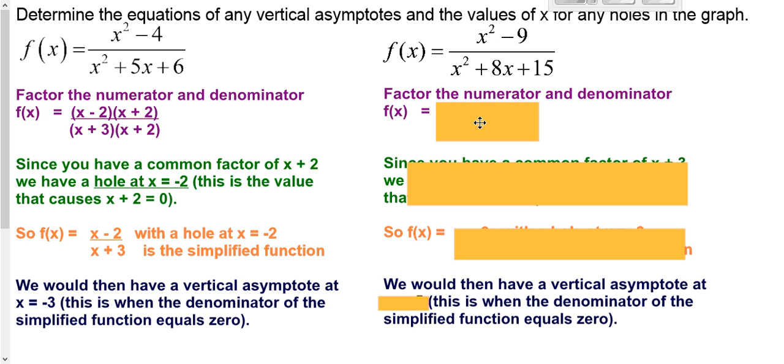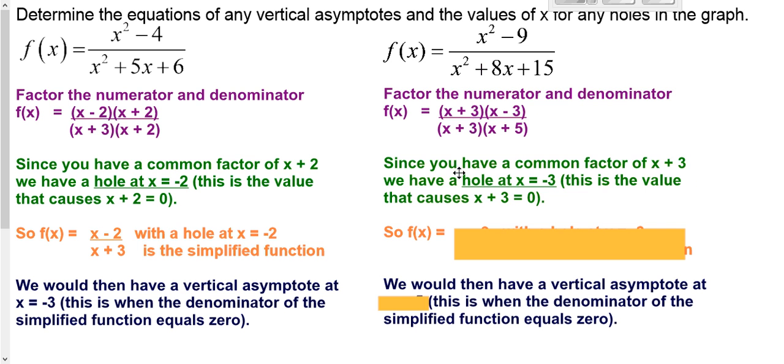This one here, factor the top, factor the bottom. Notice we have a common factor. If you don't have a common factor, that means you don't have holes. But in this case, we do. What causes that common factor to be 0, which is a -3? So you have a hole, x equals -3. Now, to figure out the y-coordinate of that hole, take -3 and plug it into the simplified version, and you get a -6 over a 2.